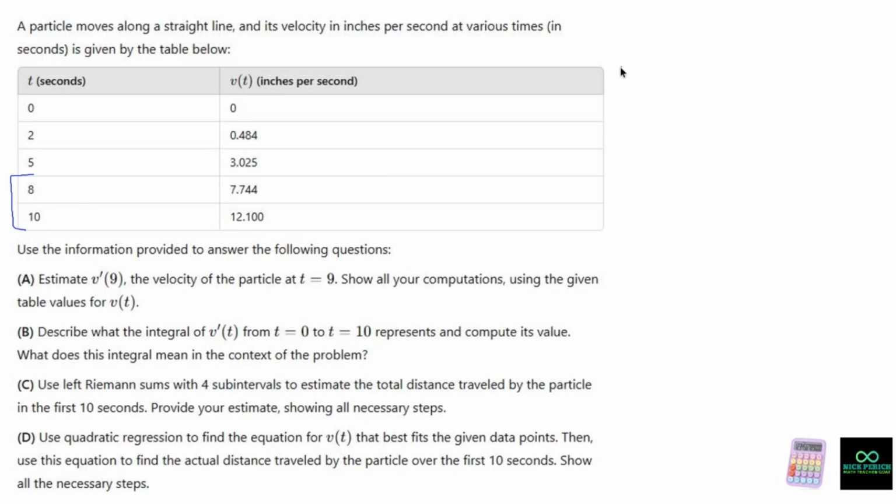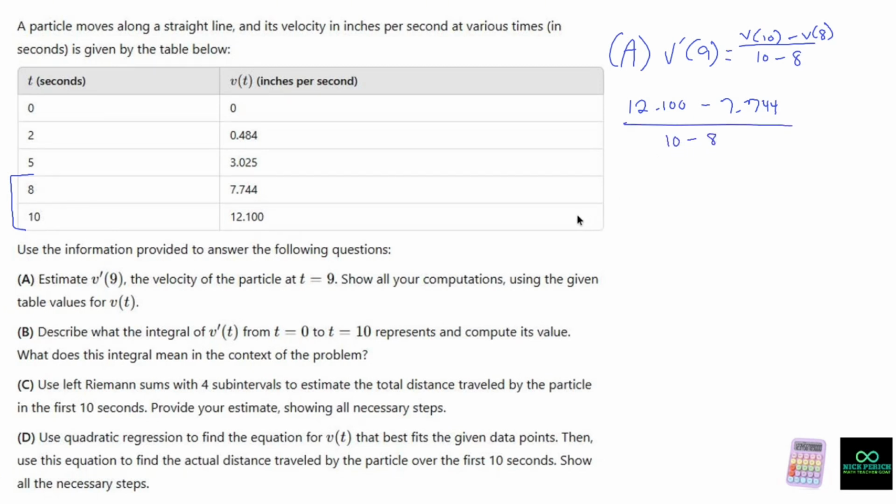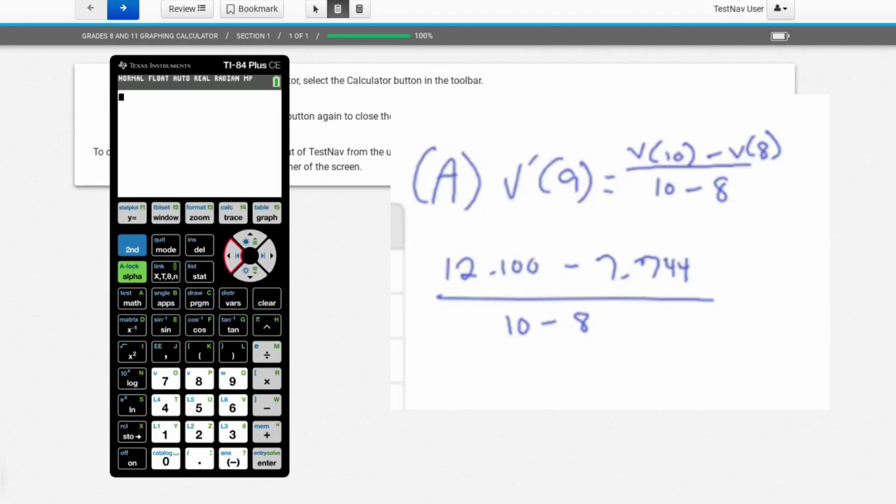So for part A, V prime of 9 is going to be the slope formula connecting 8 and 10. So we'll do V of 10 minus V of 8 over 10 minus 8. We'll run to our calculator and find out V of 10 is 12.100, minus V of 8, which is 7.744, over 10 minus 8. We'll just throw all of that into a calculator, get some number, and see what happens. All right, let's plug stuff in.